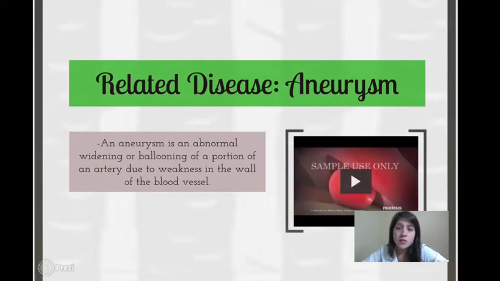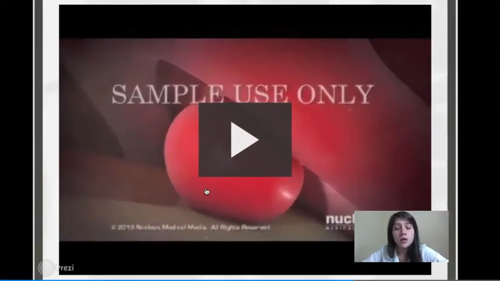A related disease, an aneurysm. An aneurysm is an abnormal widening or ballooning of a portion of an artery due to weakness in the wall of the blood vessel. Here's a video of an aneurysm.